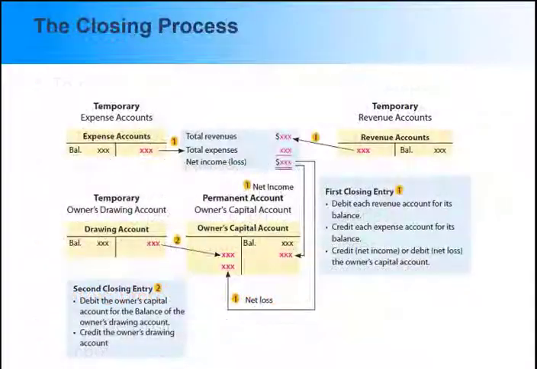This diagram shows how the revenue and expense accounts are used in closing the accounts. First, debit each revenue account and credit each expense account for its balance. Then, credit net income or debit net loss to the owner's capital account. Second, debit the owner's capital account for the balance of the owner's drawing account and credit the owner's drawing account.